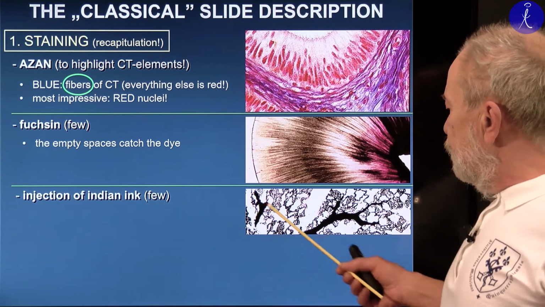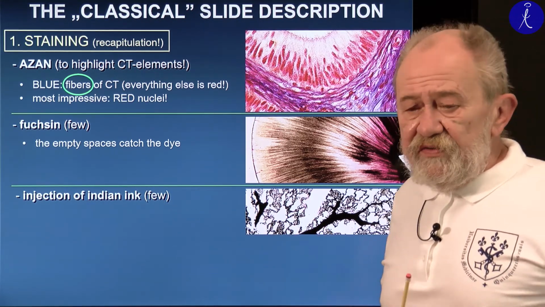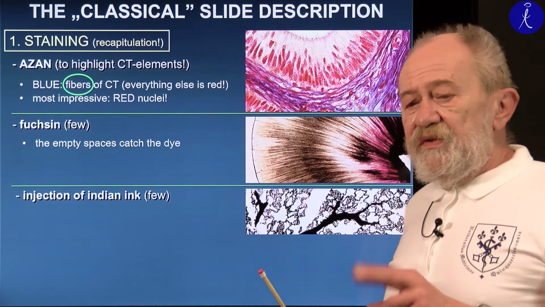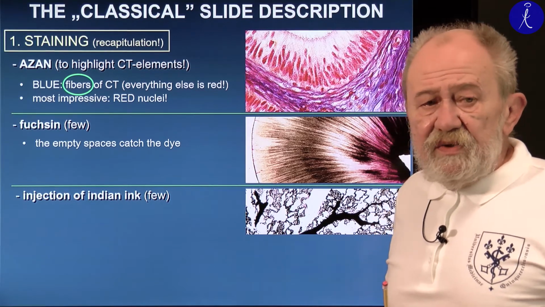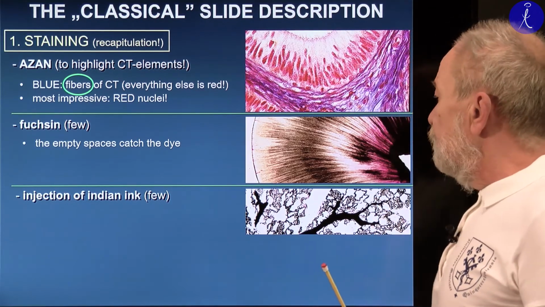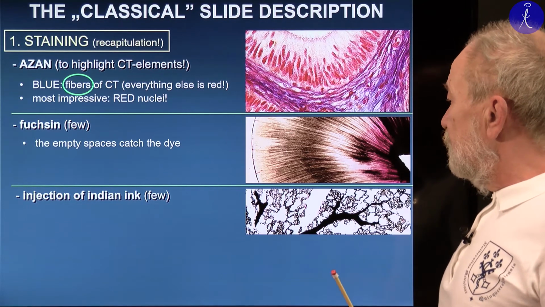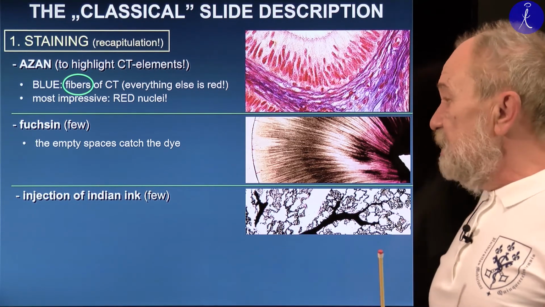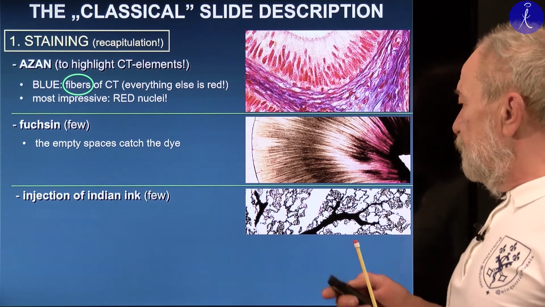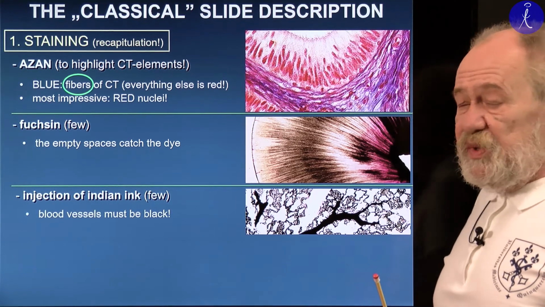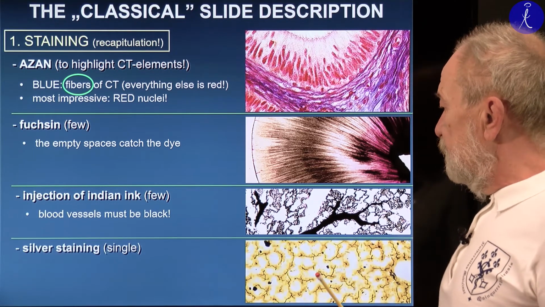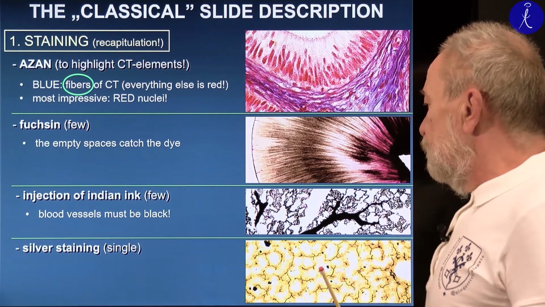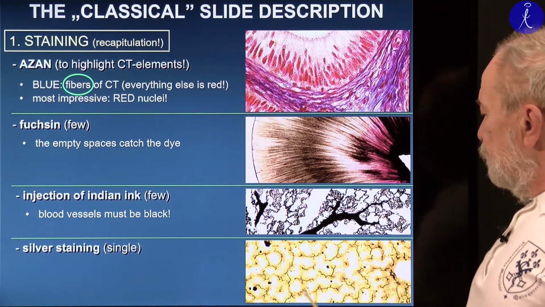The other method is the injection of Indian ink. Few slides, I think two slides in this semester, were stained with that. So the vessels or any tube-like structure is injected with the ink, so those structures appear black. And finally, the silver staining. Only one slide is shown to you.